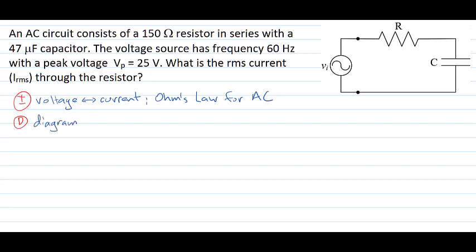Moving on to our develop step, where, as we'd quite often like to do, will involve a diagram. This question's already given us a diagram, so we can probably just refer to the diagram, maybe annotating it with some of the values given in the question. For example, our resistor here, we're told, has a value of 150 ohms. Our capacitor here is 47 microfarads, and the voltage source here has a peak voltage of 25 volts and is running at a frequency of 60 hertz.